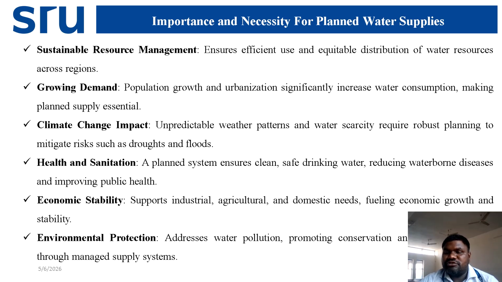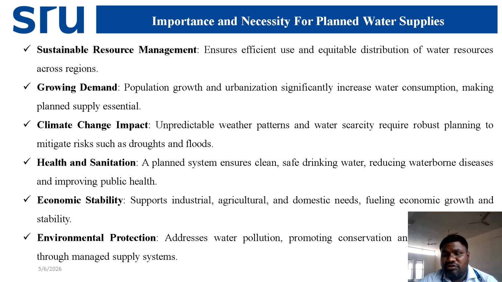And growing demand. So what is growing demand? The population is increasing, and lifestyles are also changing. Due to these patterns, what will happen? The quantity of water required per day is increasing. So we need to go for proper planning and a proper distribution network. Then only can we supply water to the community at equal level and equal pressure.